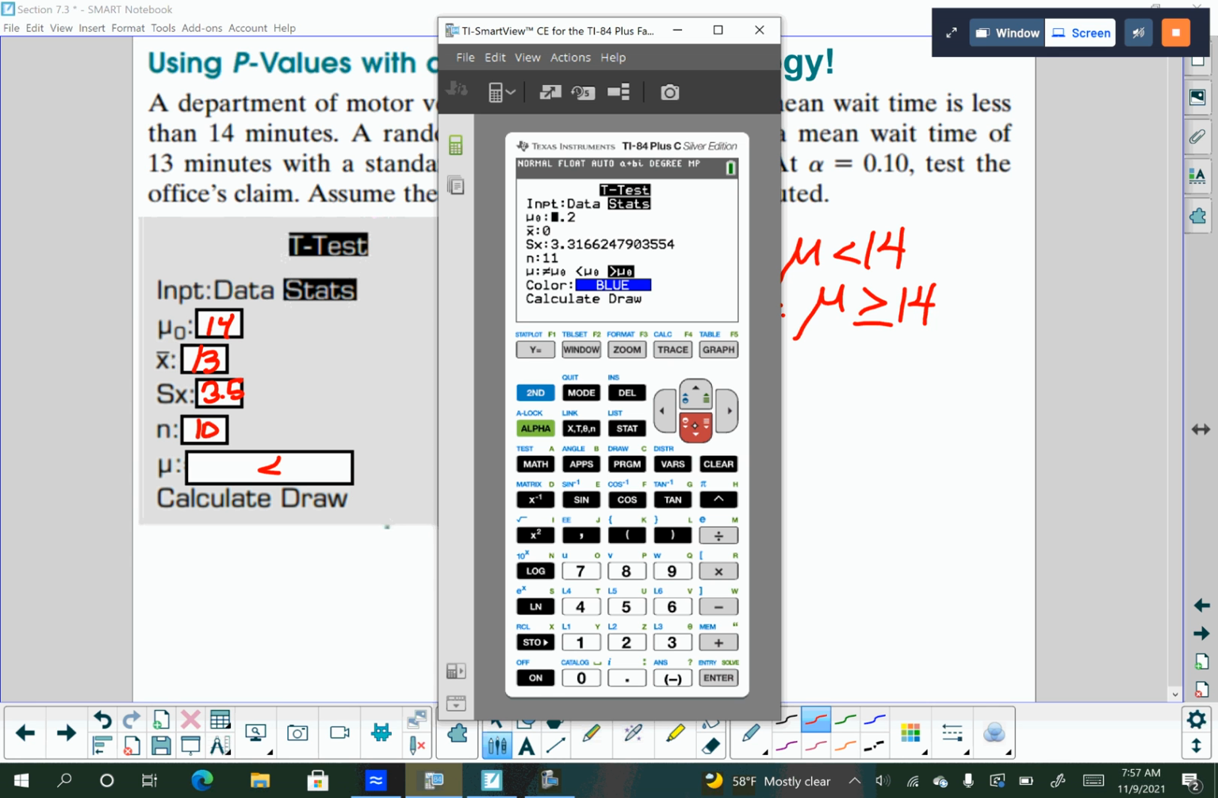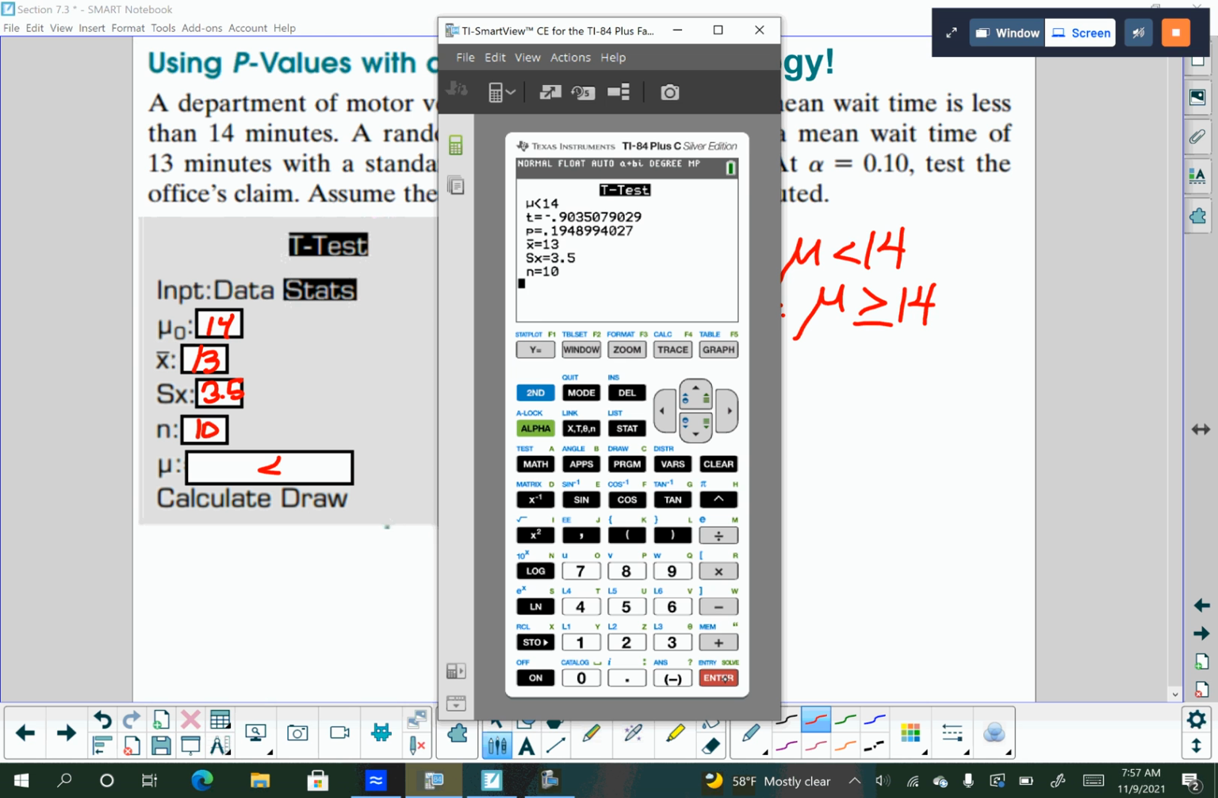So stats, and then my null that's being tested is 14. My X bar, 13. Sample standard deviation was 3.5. The sample size was 10, and then again, my alternative hypothesis was less than that we were testing there. Okay, and then hit calculate.